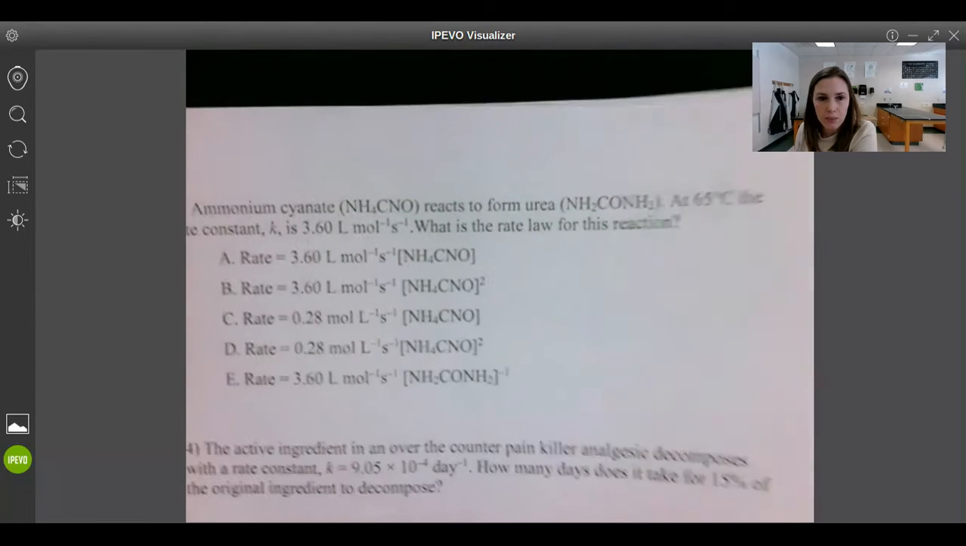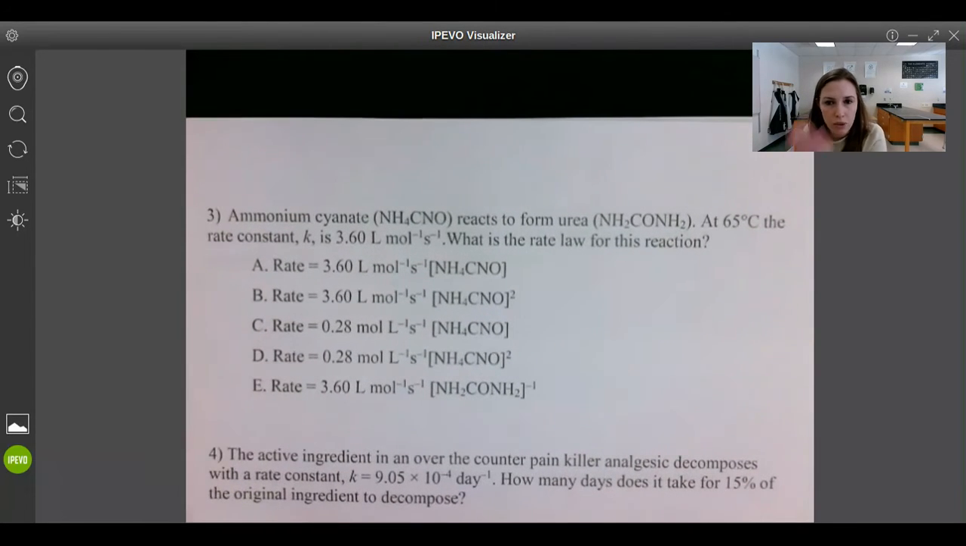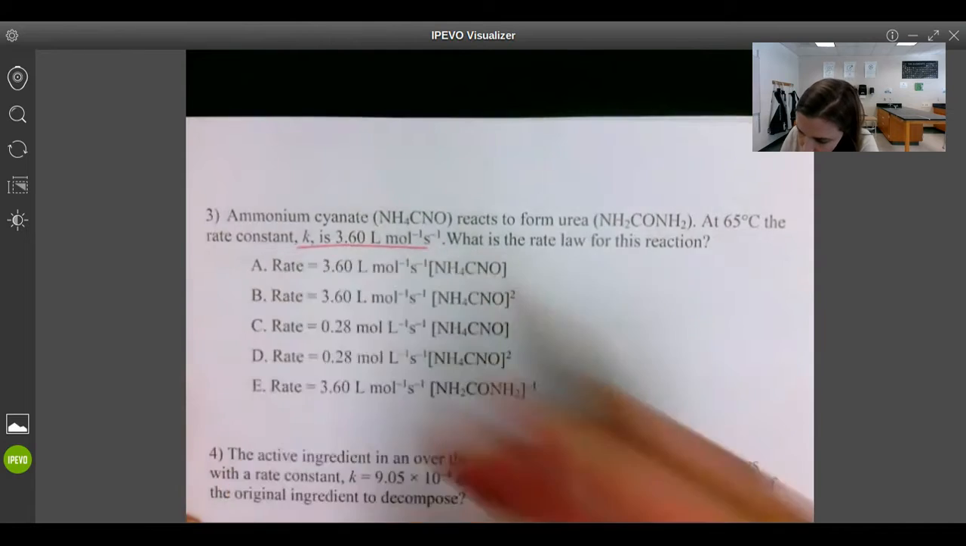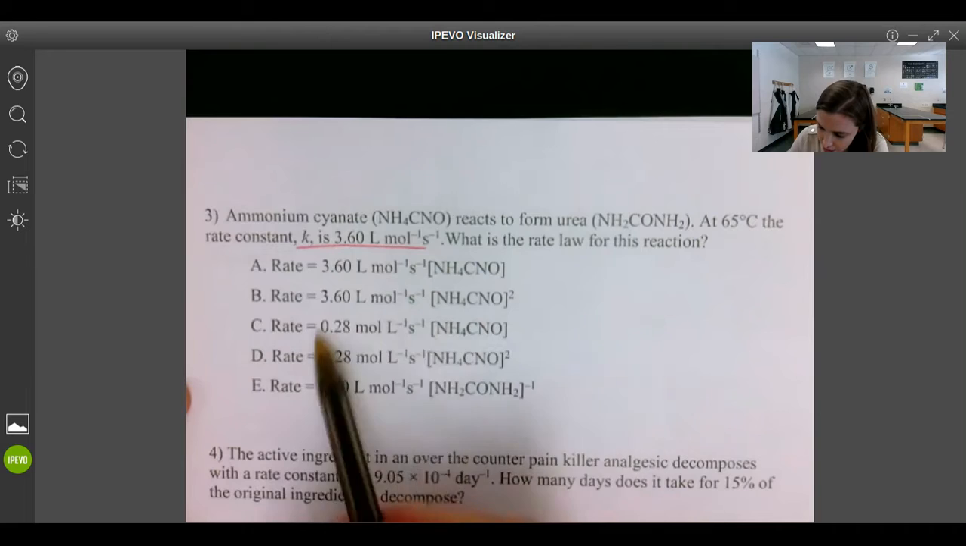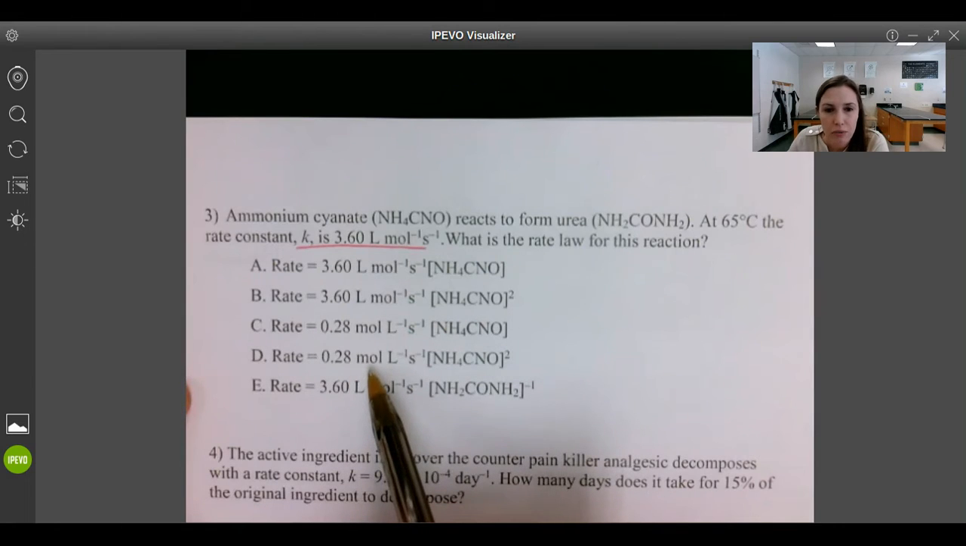So again, read it, pause it, and then you can jump back over with me. So this is talking about ammonium cyanate reacts to form urea. At the given temperature, it gives you this rate constant, and it says, what's the rate law for this reaction? So one big thing with this is K should obviously be in our equation here for this reaction.